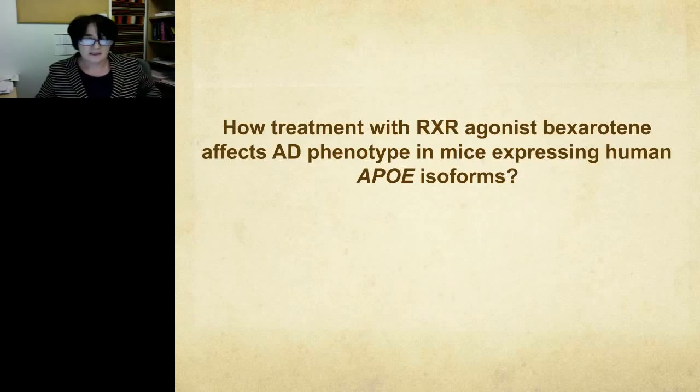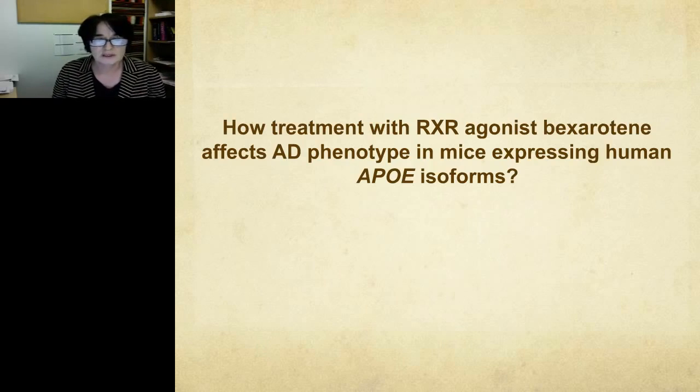In the next few slides, I'm going to talk about the effect of the RXR agonist bexarotene on AD, Alzheimer's disease phenotype in mice expressing human APOE isoforms. Bexarotene is, as I said, a Retinoid X Receptor agonist. It is an FDA-approved drug for treatment of cutaneous cancer.